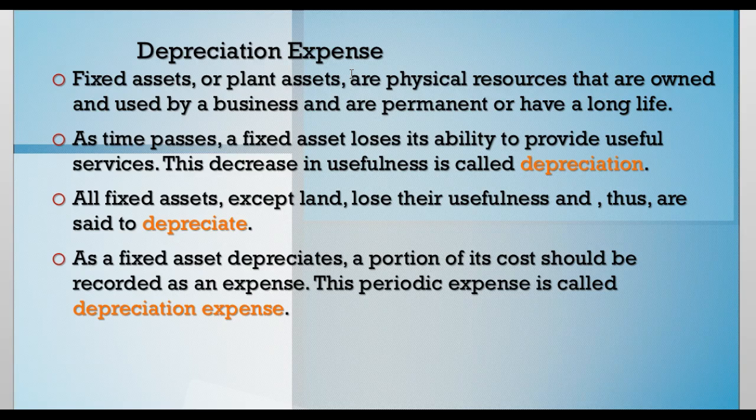So as the time passes, the asset will lose its ability to provide useful services, but basically what you're saying is I spent $10,000 for this computer. It's going to last 10 years. It's going to cost me $1,000 in theory a year to use it. So each period I will depreciate $1,000 per year. And then you could break that down even further per month by dividing it by 12.